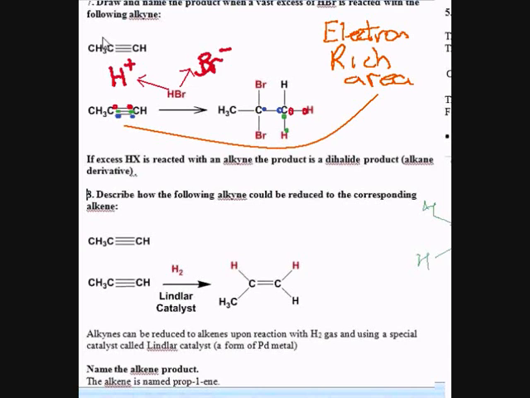Alright, so there's a whole lot of things going on with this hydrogen bromide and this electron rich area that we have in the alkyne. What I've done is I've just color coded the electrons so that it's clear where electrons get transferred to and from. So yes, we do indeed have an electron rich area, plenty of negative charge.